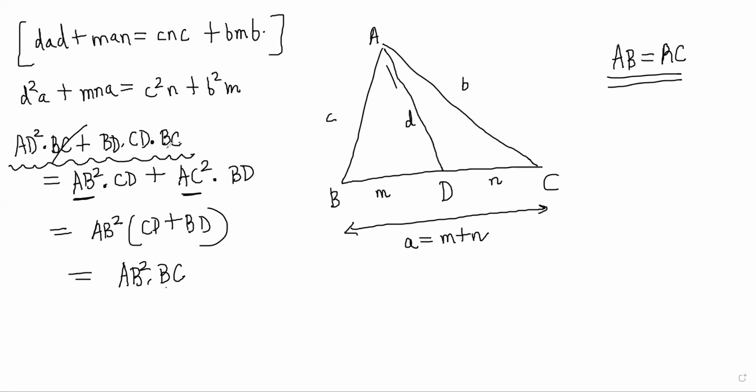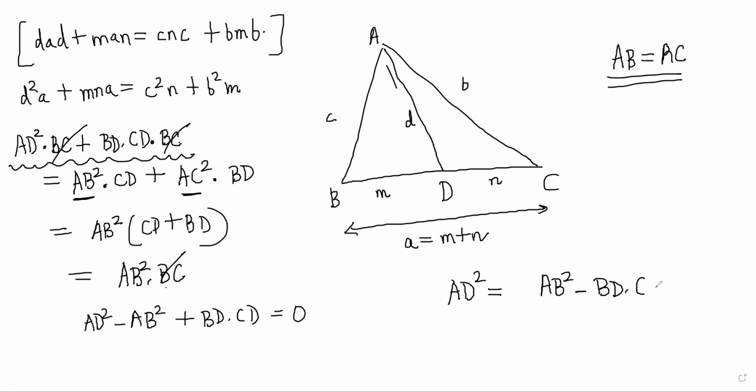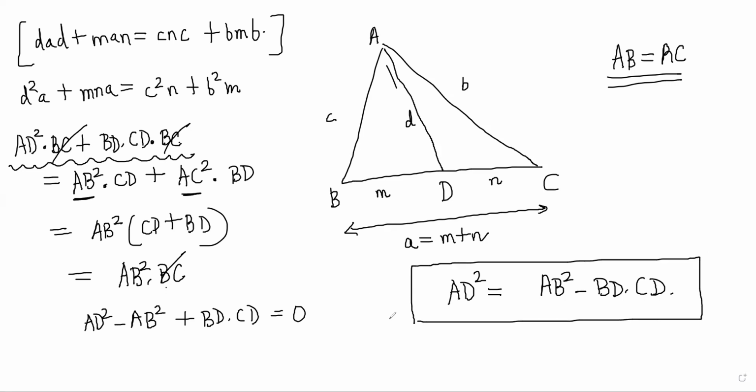So BC can get cancelled now, and you will get AD square minus AB square plus BD into CD is equal to 0. Or you can just have written AD square plus BD CD is AB square, right? So we'll keep that condition in mind. Basically, this gives us the length of AD square. AD square is coming out to be AB square minus BD into CD. Keep that condition in mind. We'll utilize this condition later in the problem. This is coming directly from Stewart's theorem.